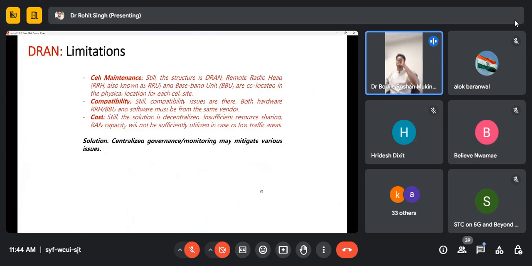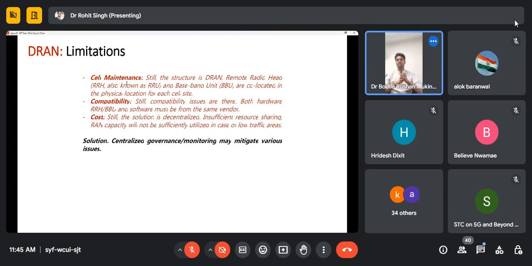So distributed RAN, also known as DRAN, has some limitations. The first one is cell maintenance. Because all the cell sites carry all the units, even if one unit has a problem, we need to shift our maintenance team to the cell site of the intended cell or cellular structure.